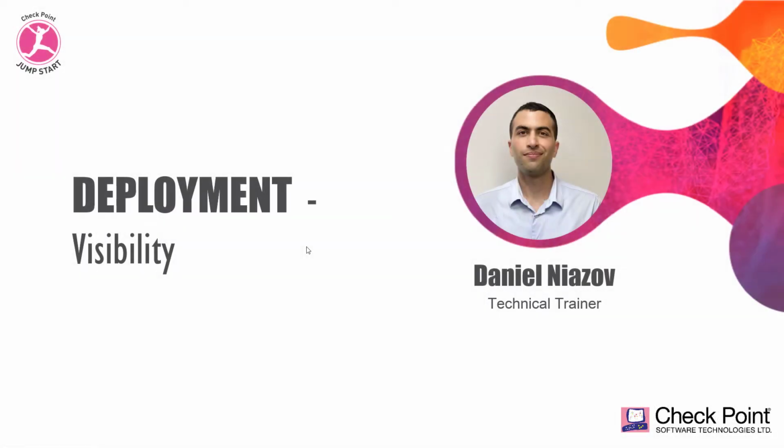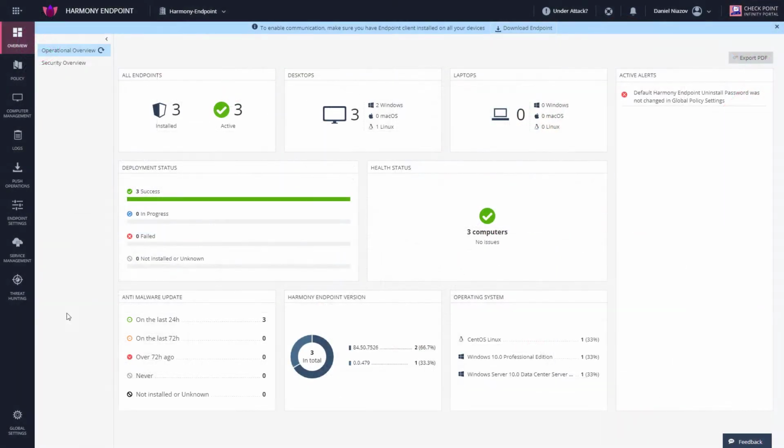In this module, we will learn how to get insights into our topology. One of the great features of Harmony Endpoint is the visibility it provides. You can see the status of your entire organization at a glance. We can see from this page how many devices are deployed with Endpoint, whether they are up to date, and whether there are any alerts we should be aware of.